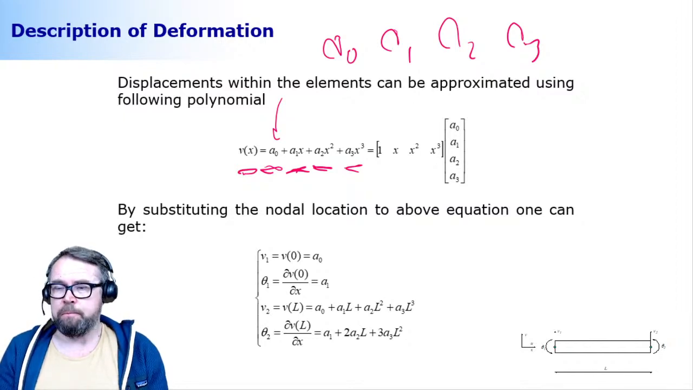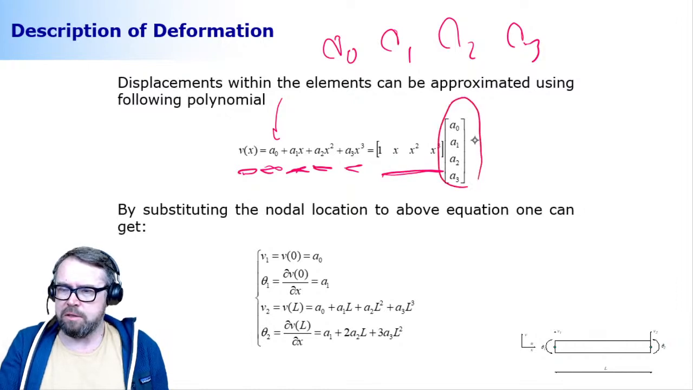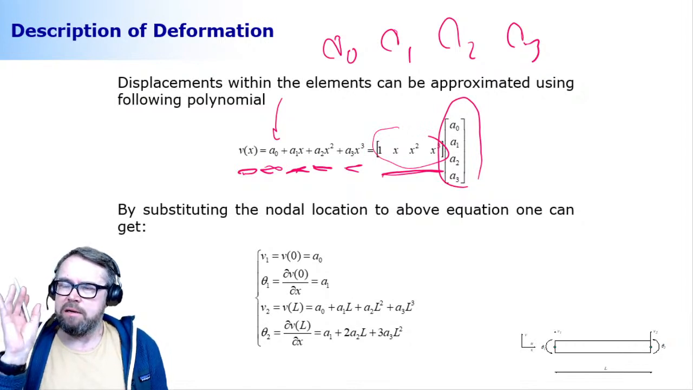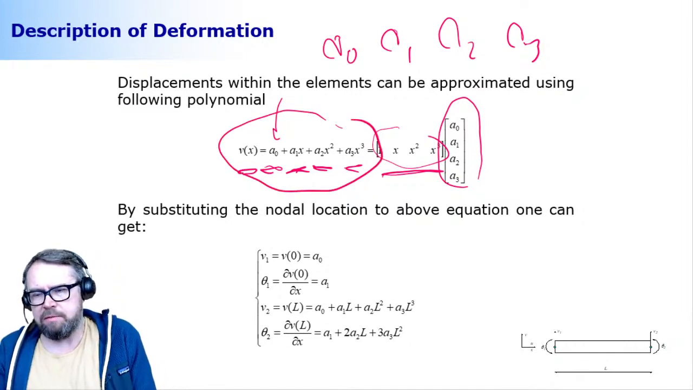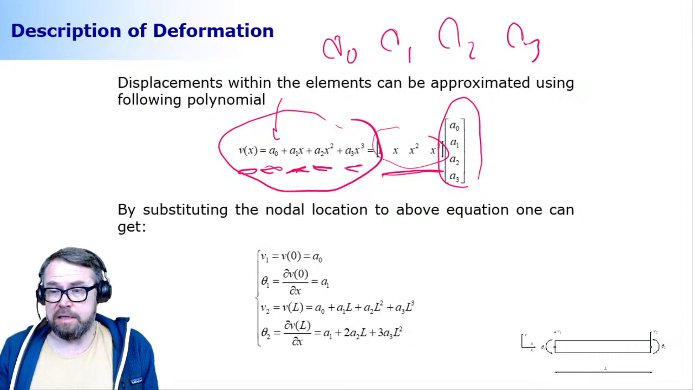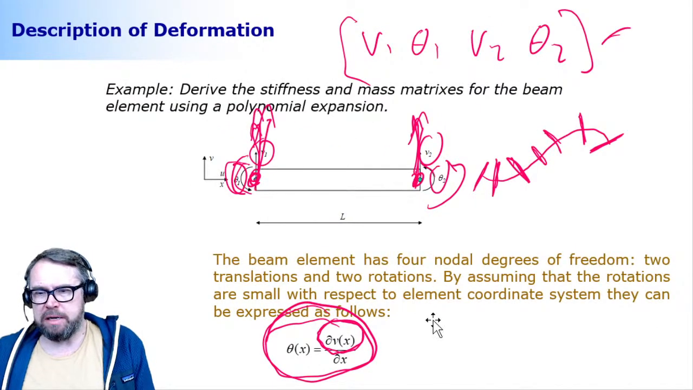Nodal degrees of freedom. Okay, same procedure as the last time. So I'm expressing this equation by using two vectors, my unknowns, and my polynomial components. All right. Then I'm going to take this equation, and I'm going to substitute the information that I have to this equation. And the information that I have is my nodal locations. Let's go back here. So now this is a big mess here.